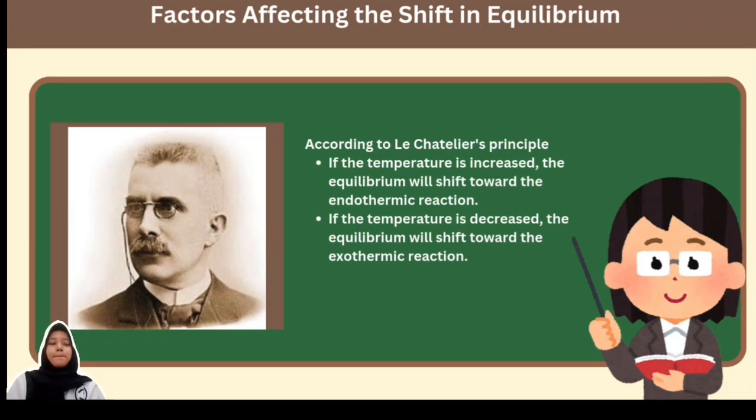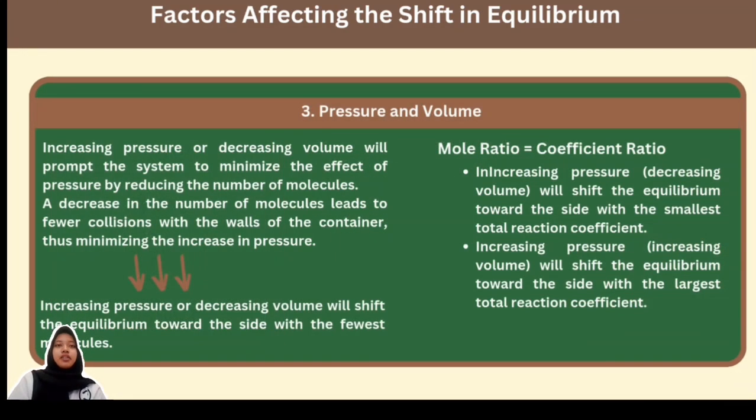Factor number three is the pressure and the volume. Increasing pressure or decreasing volume will prompt the system to minimize the effect of pressure by reducing the number of molecules. A decrease in the number of molecules leads to fewer collisions with the walls of the container, thus minimizing the increase in pressure. Increasing pressure or decreasing volume will shift the equilibrium toward the side with the fewest molecules.